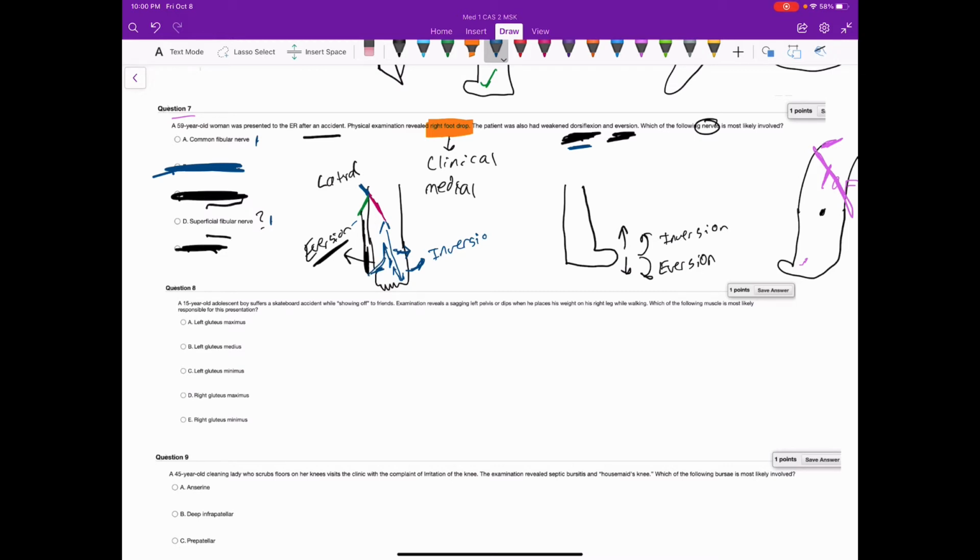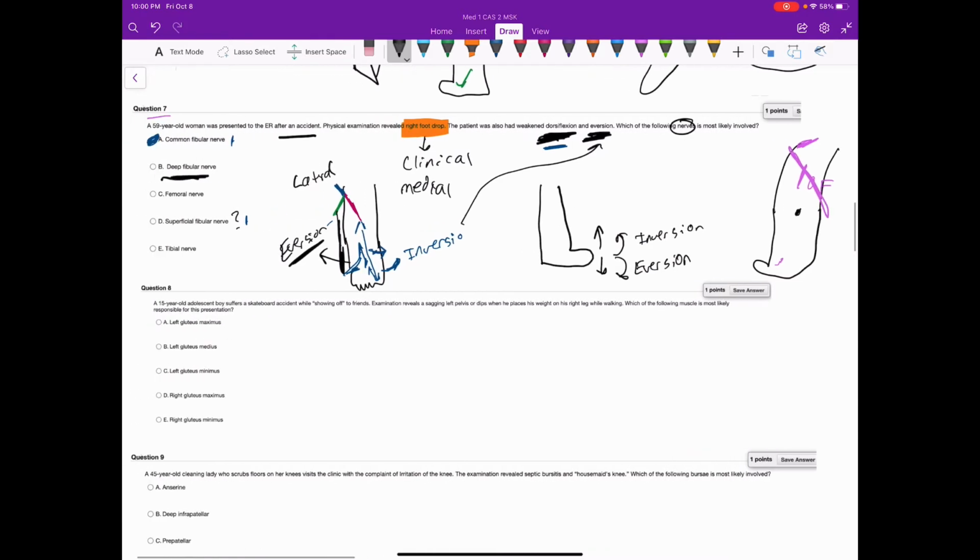So the common fibular nerve is going to be our answer here. Superficial fibular nerve only does eversion, so he's wrong. And then the common, I erased it all, I'm sorry. The deep fibular nerve, over here, he does inversion, but we don't want to do inversion. We need to do eversion. So that's how I broke down that question. I know it was a lot, but I thought it was the best way to talk about it.